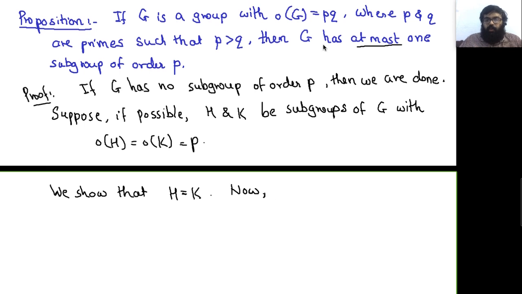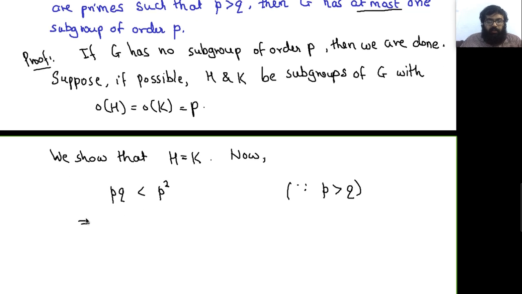Order of G is PQ. So I write, PQ is less than P square. Why? Because we are given P is greater than Q. So P is greater than Q. Multiply P on both sides, then what will happen? P square is greater than PQ. This is what I have written. PQ is less than P square. But what is PQ? That is, this implies order of G is less than P square. Square root PQ is less than P.